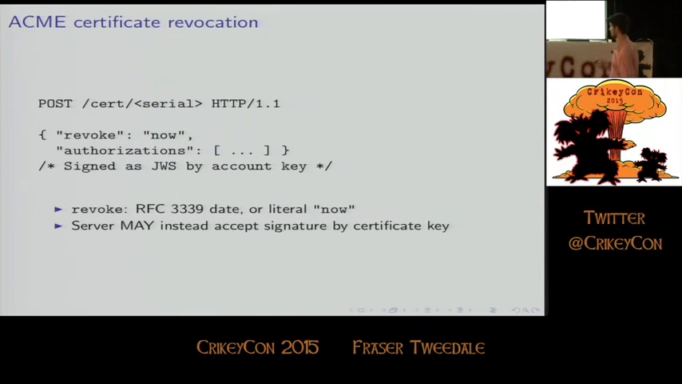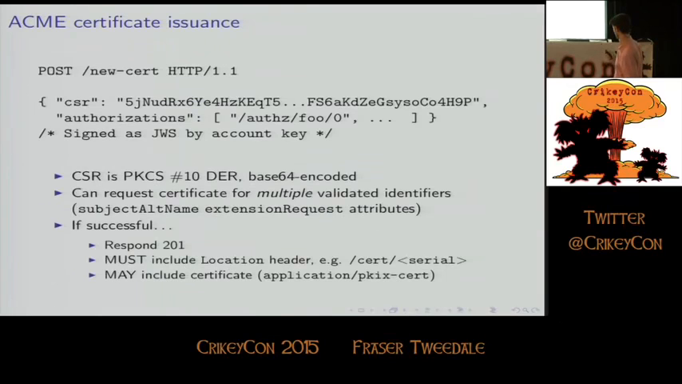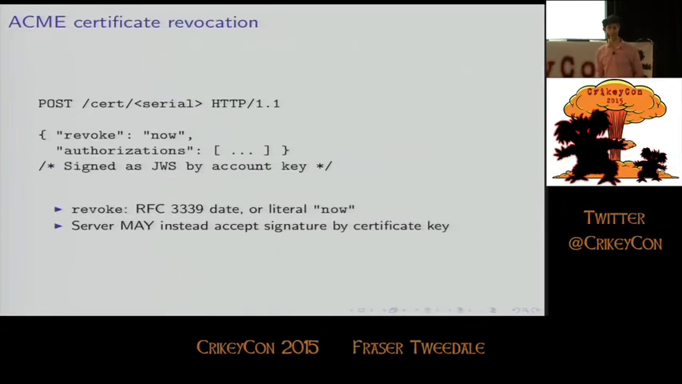Revocation involves posting a revoke message to this resource here that was given in the location header. So again, it's very RESTy in terms of none of the paths are actually fixed. They should all just be learnt along the way by the client. So you post to this resource the revoke message, revoke now, which is an RFC 3339 date, or the literal string now, and the relevant authorizations.